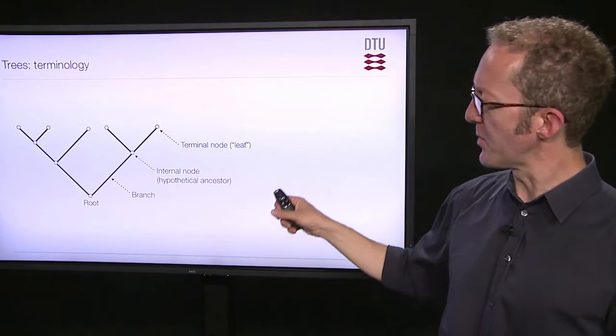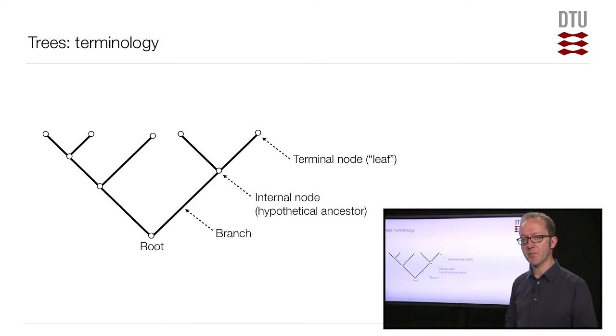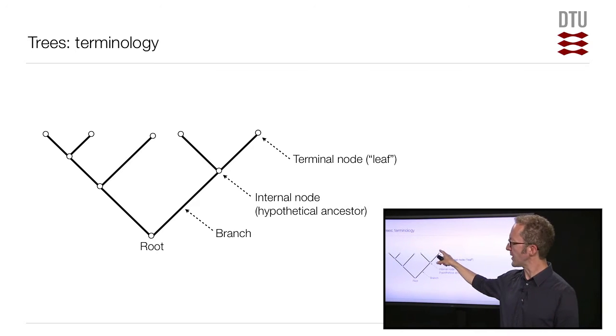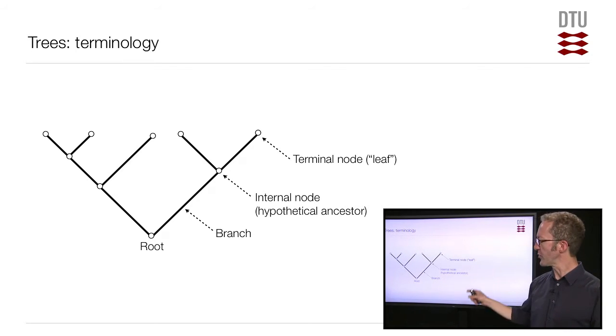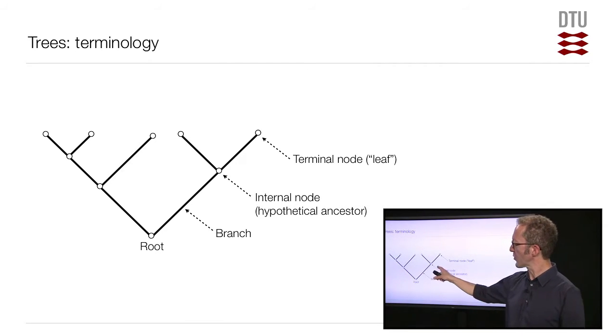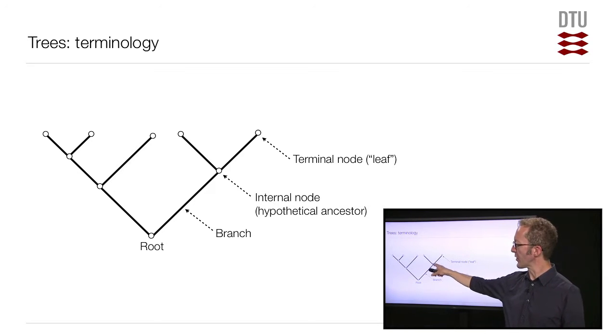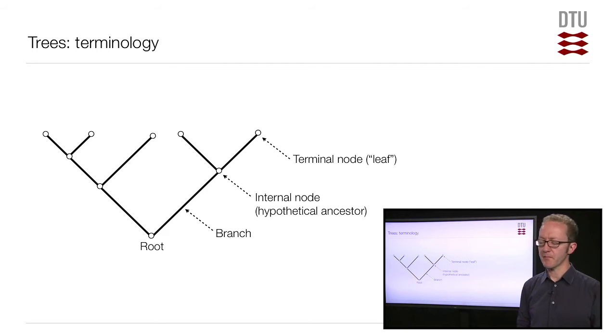So a tree is built from nodes, the little white circles that we have on this plot, and branches connecting the nodes. The nodes can be terminal, meaning they sit at the end of a branch. We then also refer to them as leaves, and these will typically correspond to present-day living organisms. Nodes can also be internal, meaning they sit inside the tree, and they then correspond to what we call hypothetical ancestors. So for instance, this internal node corresponds to the ancestor of these two present-day organisms.